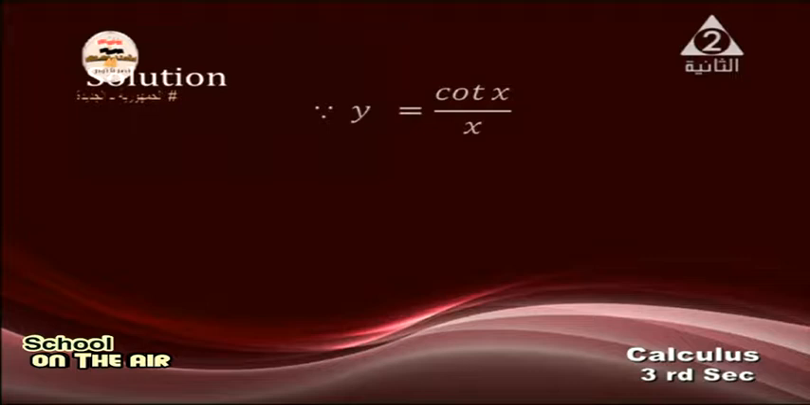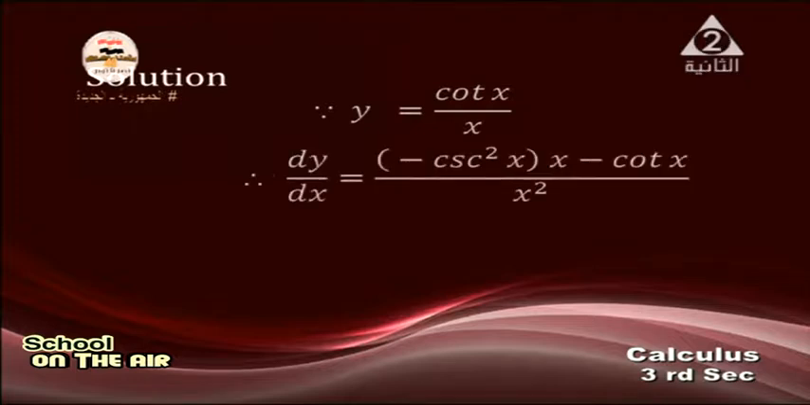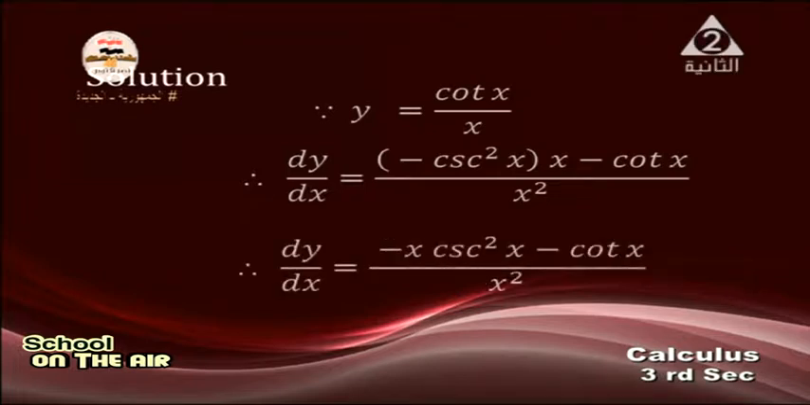Now, what is the derivative of the quotient of two functions? Yes, dy dx equals the derivative of cotan x, which equals negative cosec to the power 2 x, multiply x, minus the derivative of x, which equals 1, multiply cotan x, all over x to the power 2. In the simplest form, dy dx equals negative x cosec to the power 2 x minus cotan x over x to the power 2.